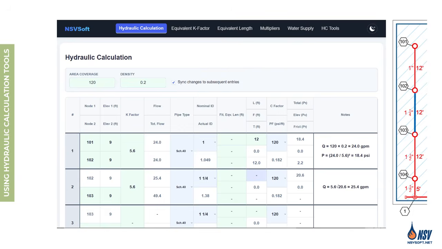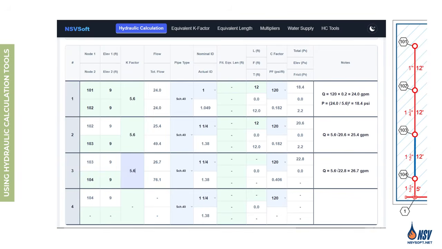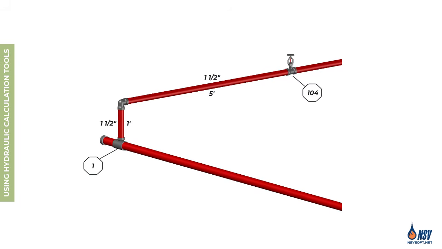The other parameters remain the same as in section 1. Section 3 is similar to the previous sections, except the pipe size changes to 1½ inches. In section 4, we need to consider some important points. This section lies between nodes 104 and 1.